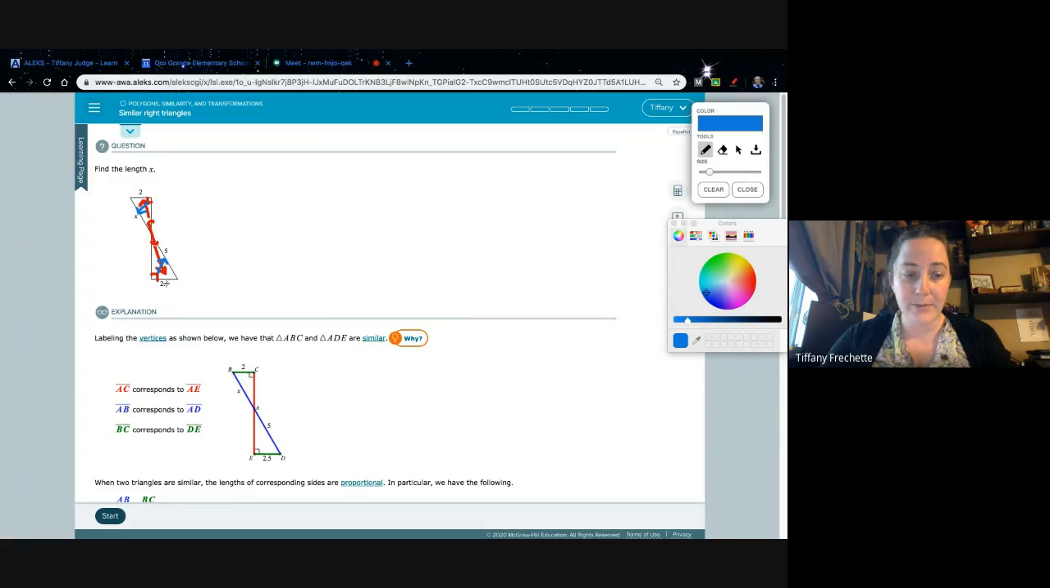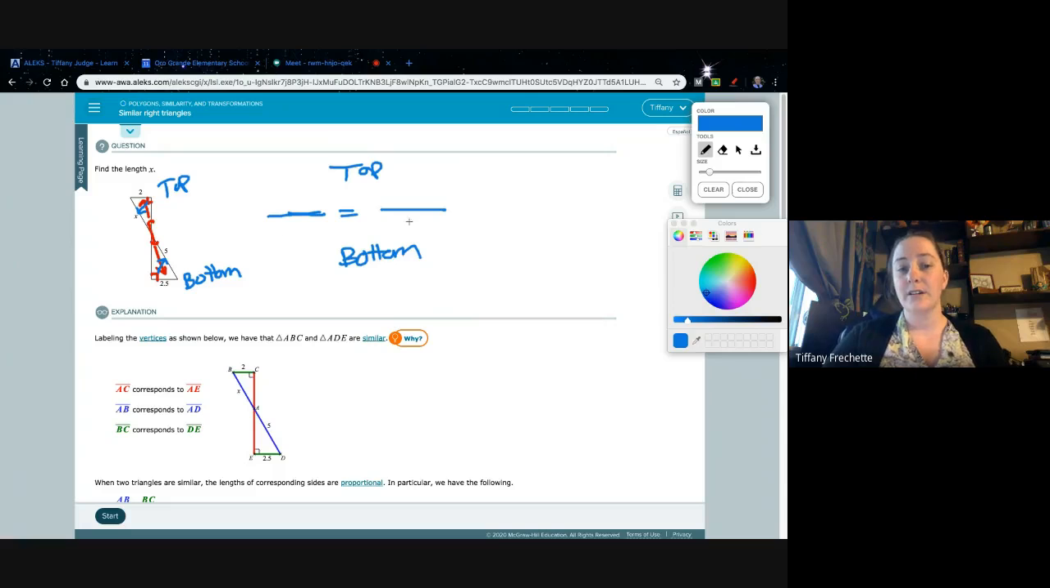And I know that's kind of messy looking, but I wanted to make sure you understand how I'm picking the corresponding angles. So now I have the top triangle and I have the bottom triangle. And that's just how I'm going to refer to it. I'm being a little lazy here, but I'll write out top and bottom just so that you can see it. So everything for the top triangle is going to go on the top of my proportion. Everything for the bottom triangle is going to go on the bottom of my proportion.